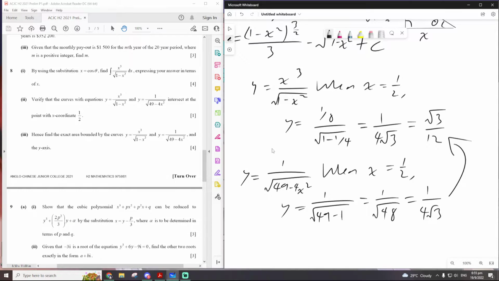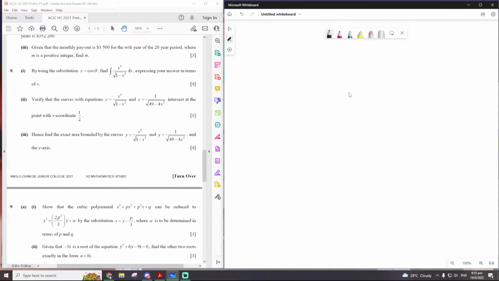Okay. For this last part, we're going to find the area of the region bounded by the two curves, and we're going to find that area exactly.